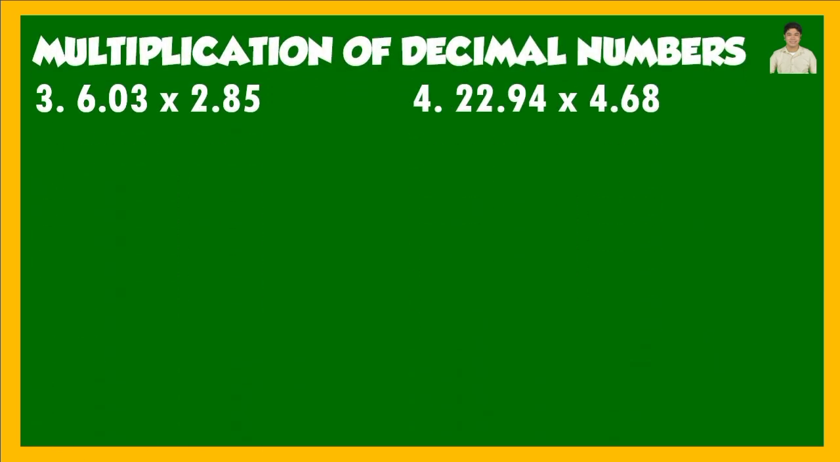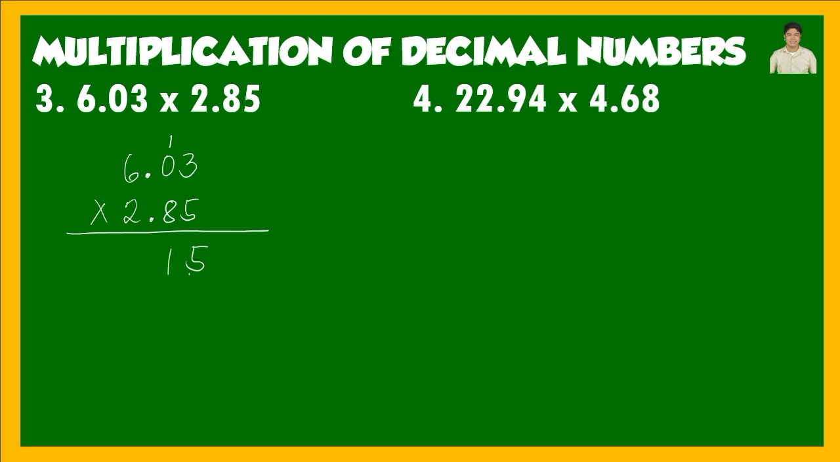Next examples. So, for number 3, we have 6 and 3 hundredths times 2 and 85 hundredths. So, ganun pa rin naman yung steps na susundan natin. So, una, isusulat natin vertically. Ayan. And then, let's start multiplying. So, 3 times 5, that is 15. So, sulat lang po natin is 5 and then carry 1. 0 times 5, we have 0 plus 1, 1.